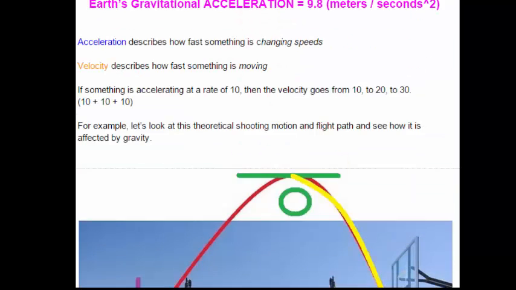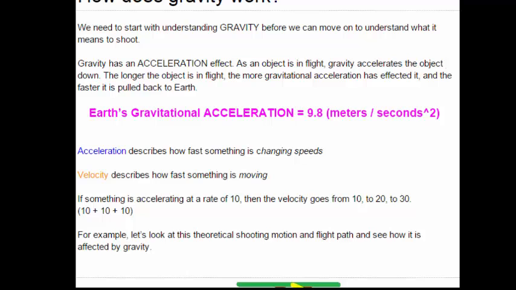So, gravity specifically. You probably have a good idea of how it works, but we should review that from a mathematical perspective. Casual observation of gravity is good, but mathematical understanding can only improve our ability to shoot. The way that gravity works is it's an acceleration, 9.8 meters per second squared. Acceleration describes how fast something is changing speeds, in relation to velocity, which describes how fast something is moving.